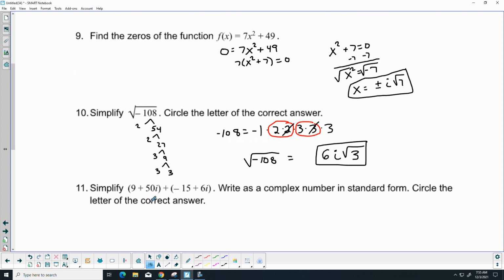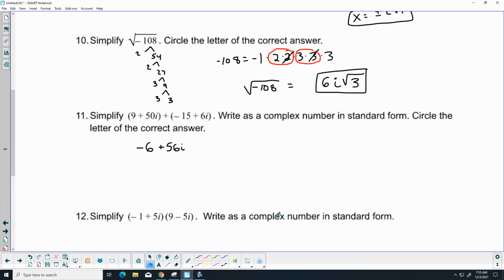On number 11, I'm just going to add like terms. 9 plus negative 15 is negative 6. 50 plus 6 is 56. And that's my final answer. I can't go any further.